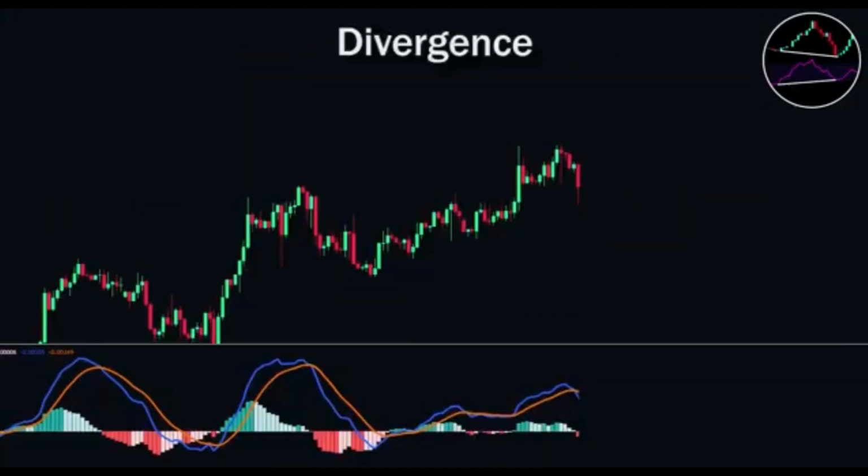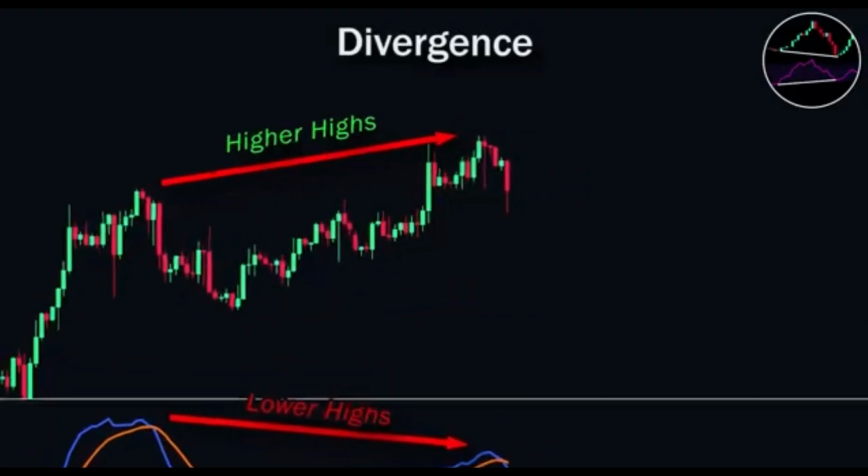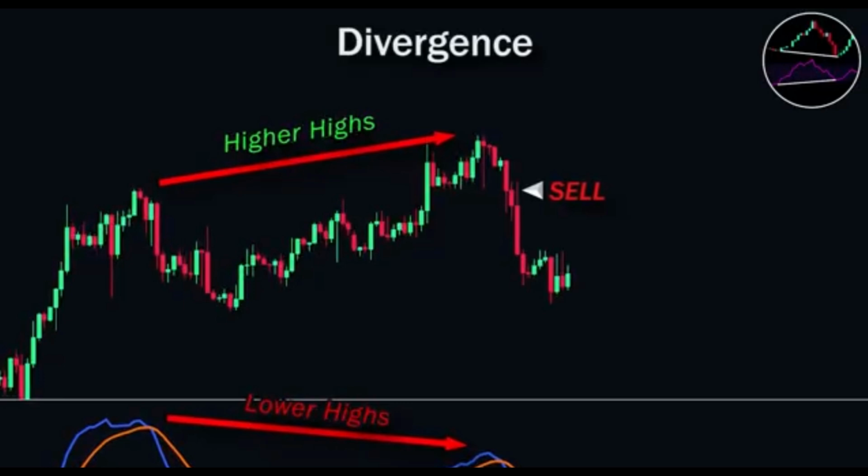For example, here, using the MACD indicator, you can see that the price is forming higher highs, which is bullish, but the indicator shows the opposite, lower highs, which is bearish. In this case, this is a bearish divergence, which signals that the price may form a reversal, and so you can take a sell position.